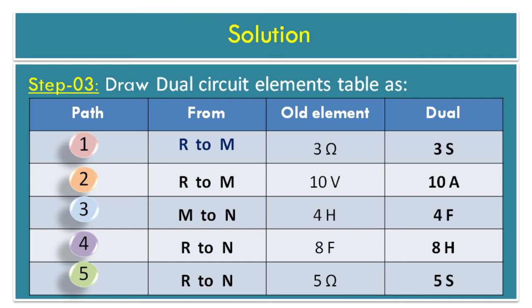Path 3 from node M to node N: the 4 Henry inductor gives its dual as a 4 farad capacitor. Path 4 from the reference node to node N: the 8 farad capacitor gives its dual as an 8 Henry inductor. And path 5 from the reference node to node N: resistance R2 of 5 ohm gives its dual as a conductance G2 of 5 Siemens.